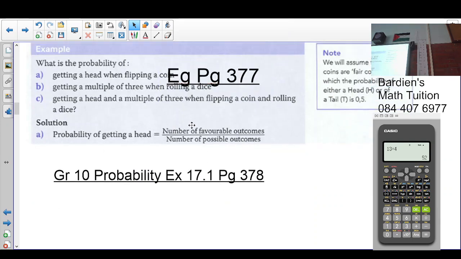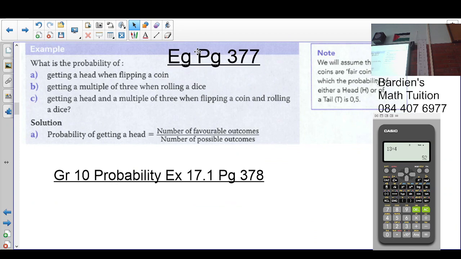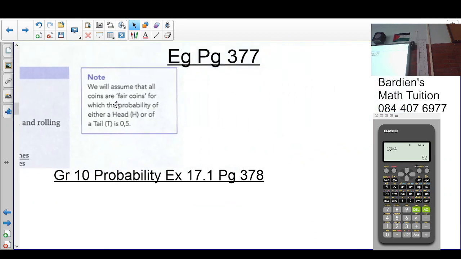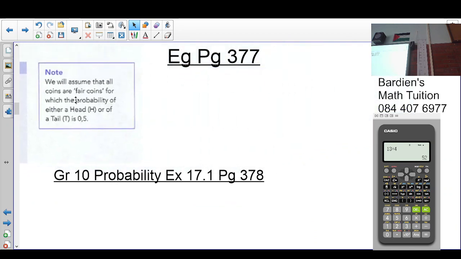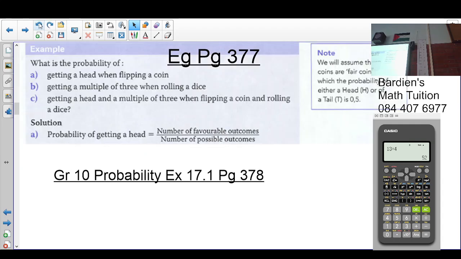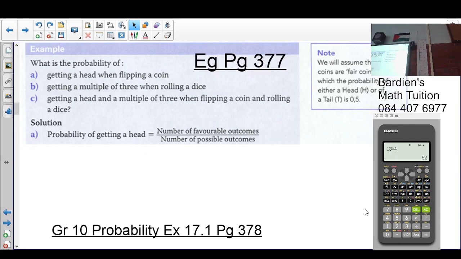377. Let's look at Example 1 here. We are told, first note, we will assume that all coins are fair coins, for which the probability of either a heads or tails is 0.5, which is 50-50. Okay. Why do you think they say it has to be fair? You will always see that they will say that it's equally likely or whatever.